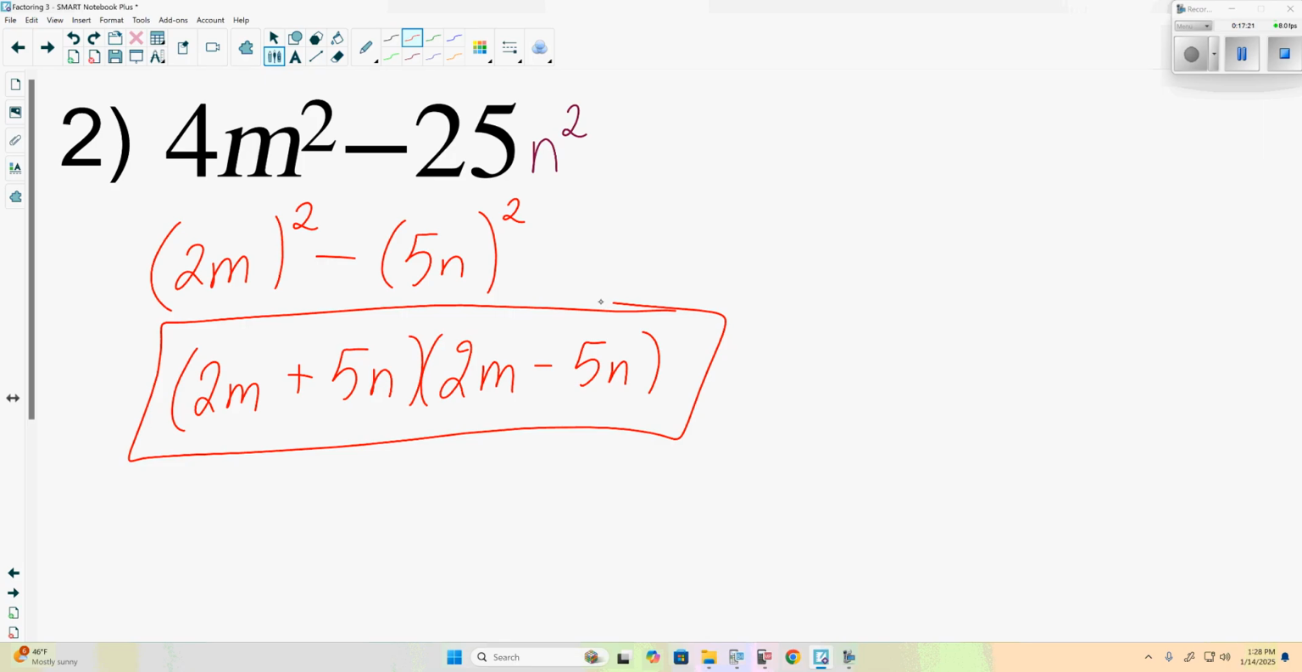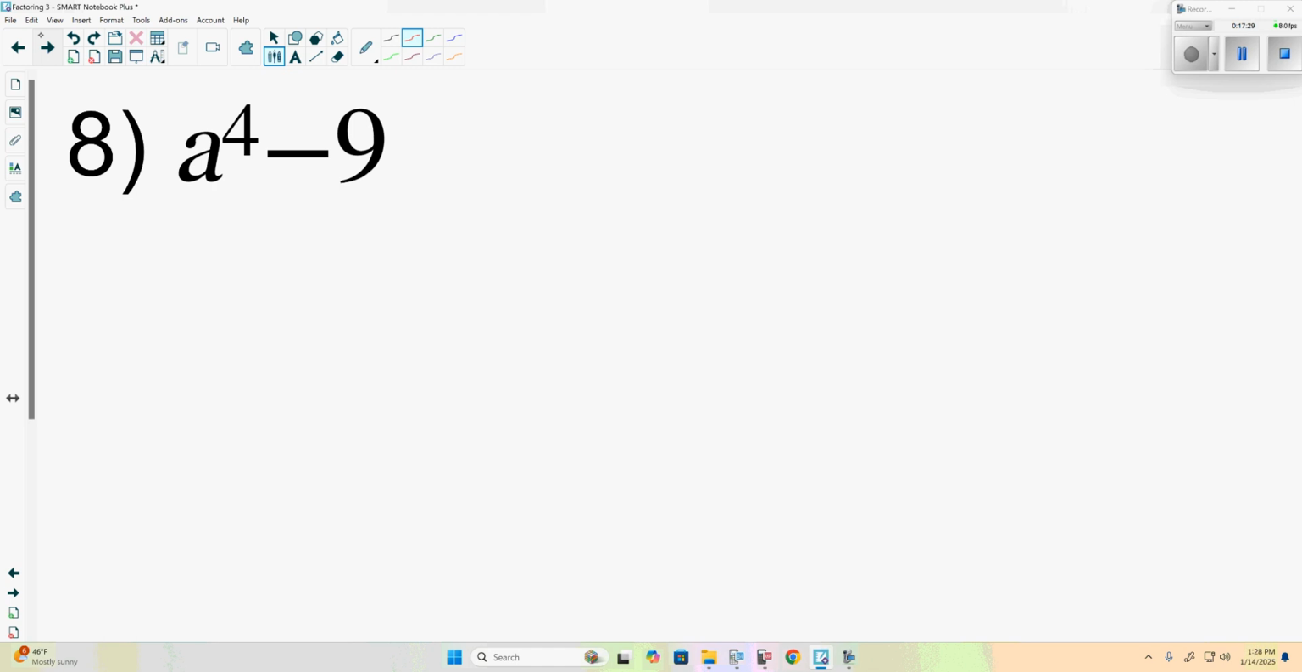We ready to look at this with a higher degree? Okay. There's a to the 6th power, because what times itself is a to the 4th? Well, a squared, because a squared times a squared is a to the 4th.